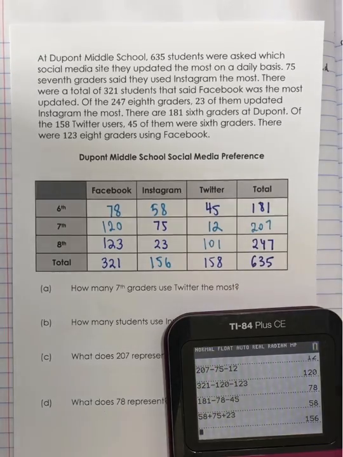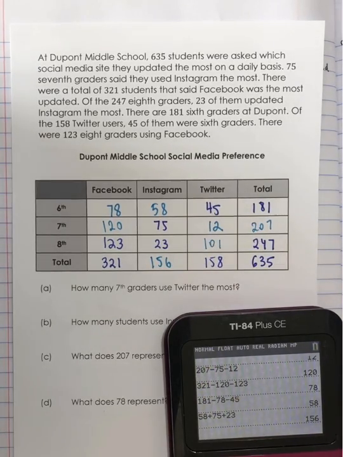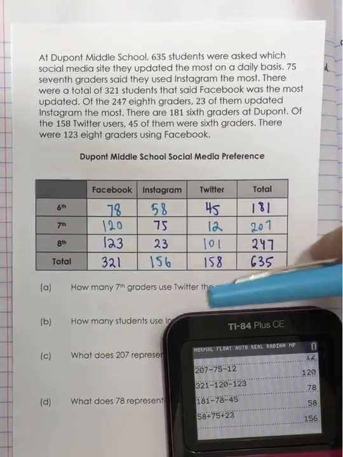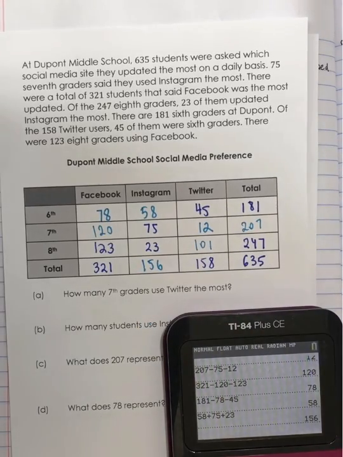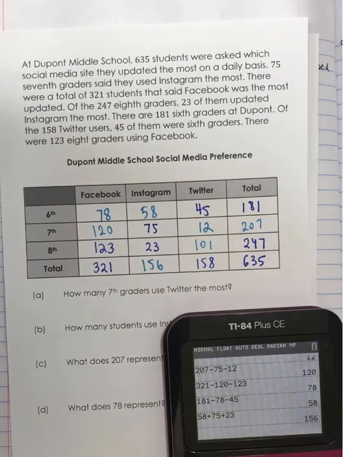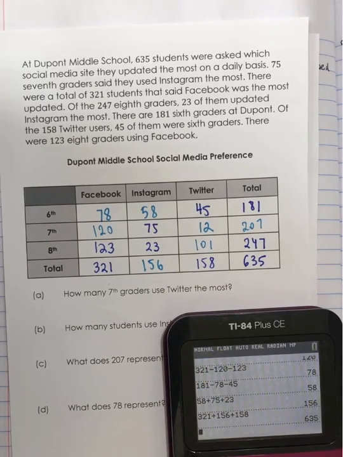And now just to make sure that we did everything correctly, we didn't make mistakes somewhere, I'm going to add up these three numbers just to see if they add up to 635. Because if I did it correctly, they should add up to 635. So I'm going to do 321 plus 156 plus 158. And we get 635, yay. So we did it correctly.